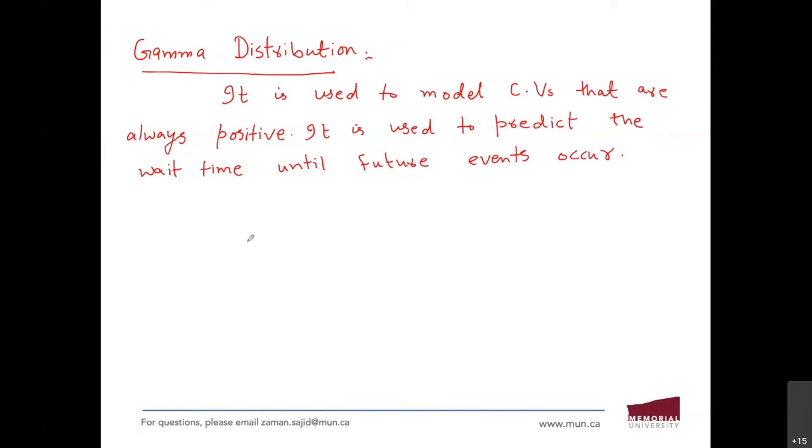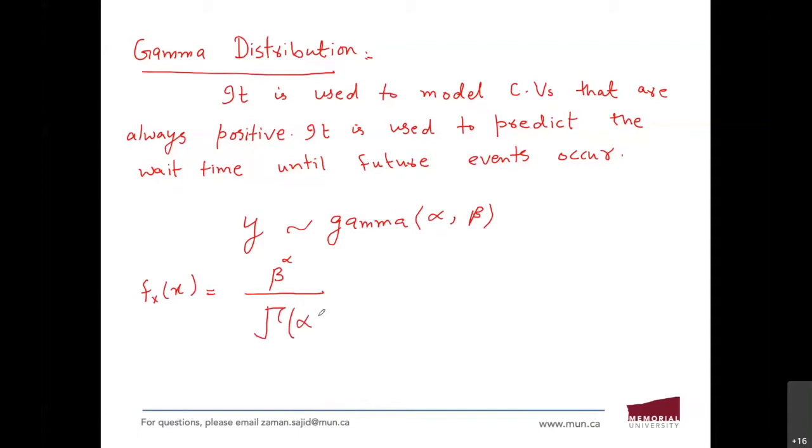Now, the gamma distribution is defined for alpha and beta. These are the two parameters. I will come back to them shortly. The PDF of the gamma distribution, f of x, is equal to beta power alpha, and then I have the gamma function that we discussed in the last lecture, gamma function of alpha, times x power alpha minus 1, times exponential power minus beta of x.